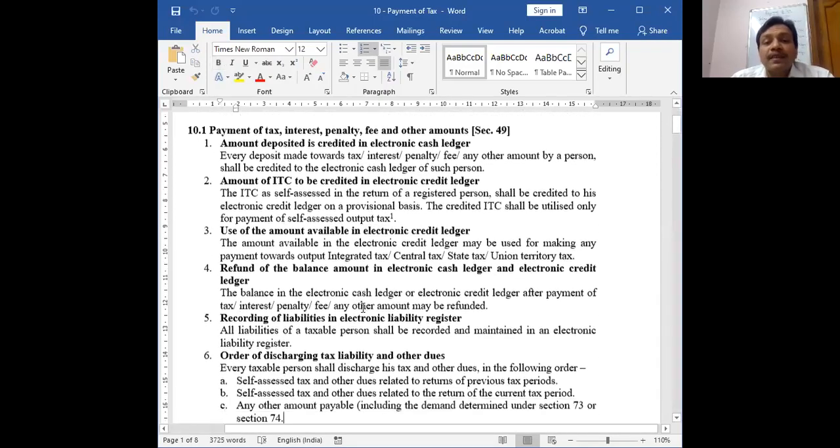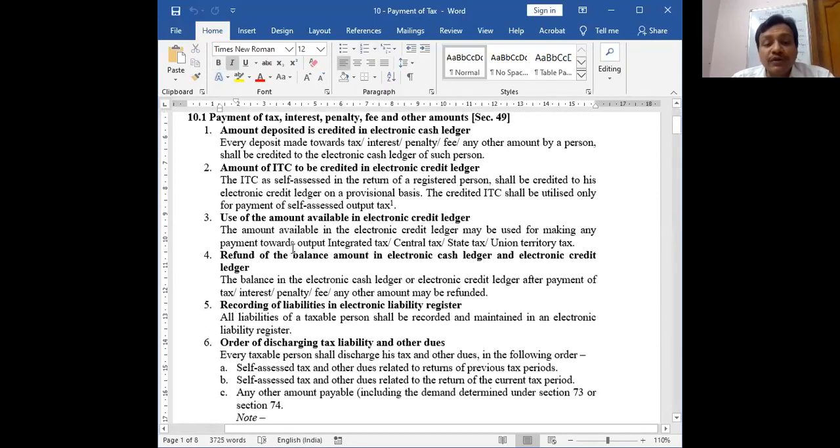Next point, whatever balance will be shown in your cash ledger or credit ledger, what will happen to this? Government will simply refund this amount as per the provisions of the refund chapter. So for the entire balance in your credit ledger and cash ledger, you are entitled to get a refund. Now how can you claim this refund? That is a separate concept. We will discuss a separate chapter, refund, later on. But you are eligible to claim that amount as refund.